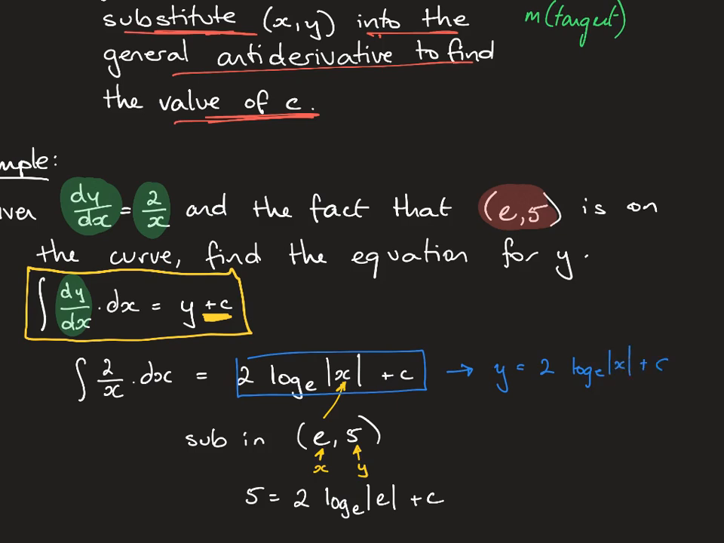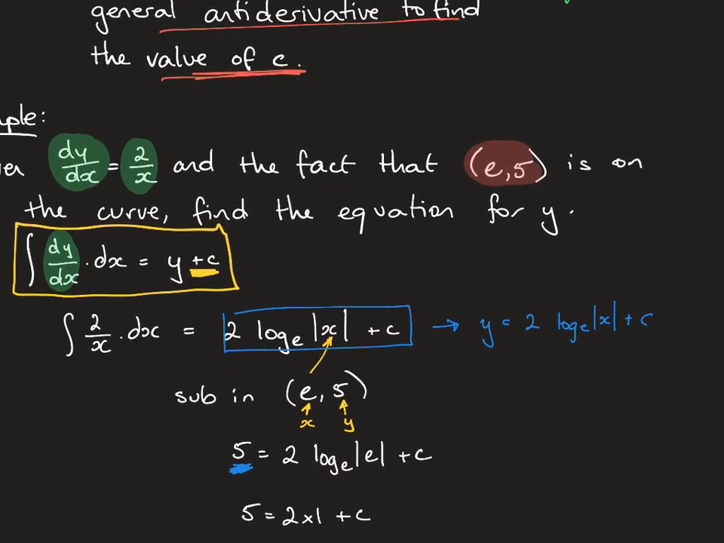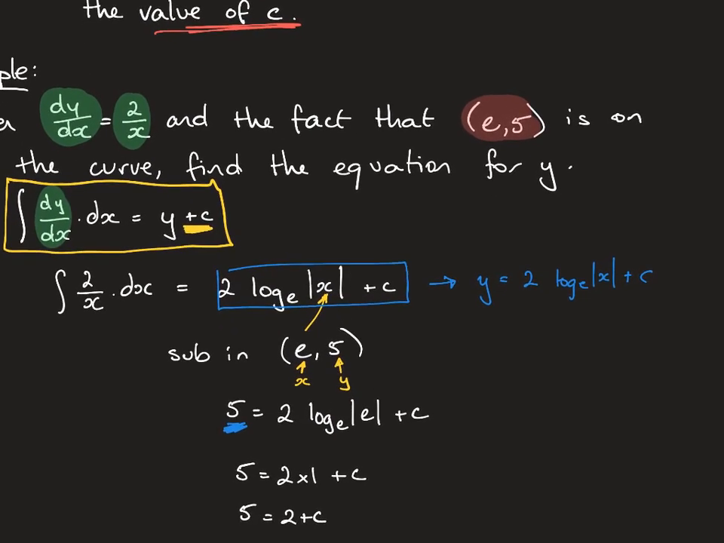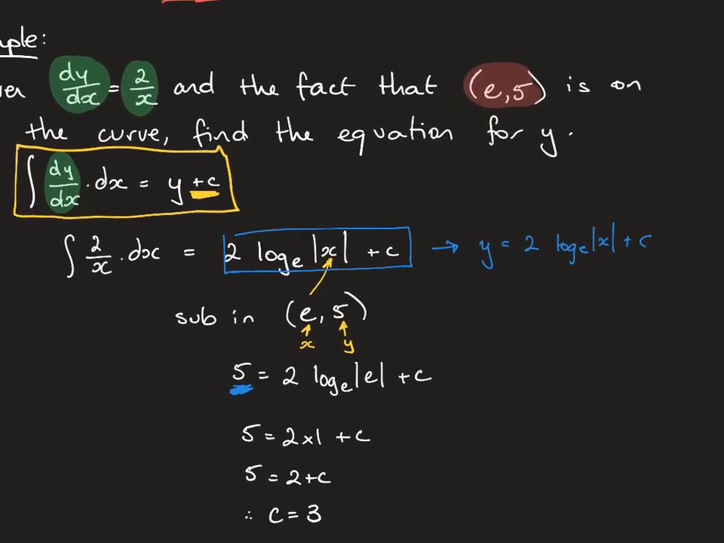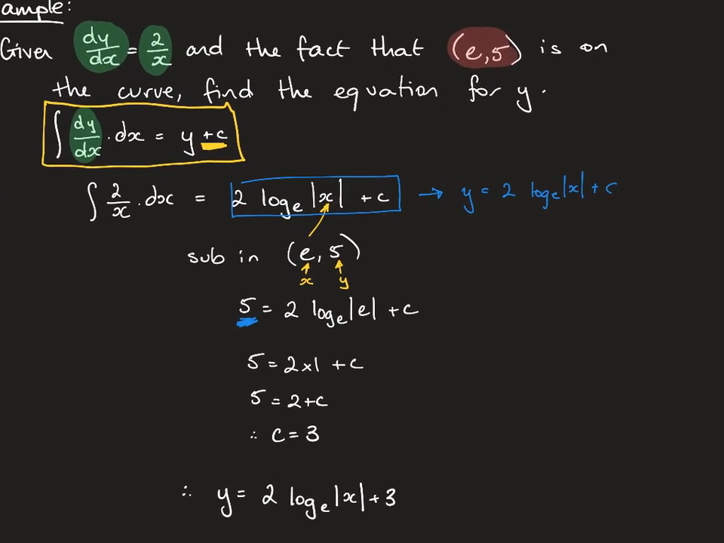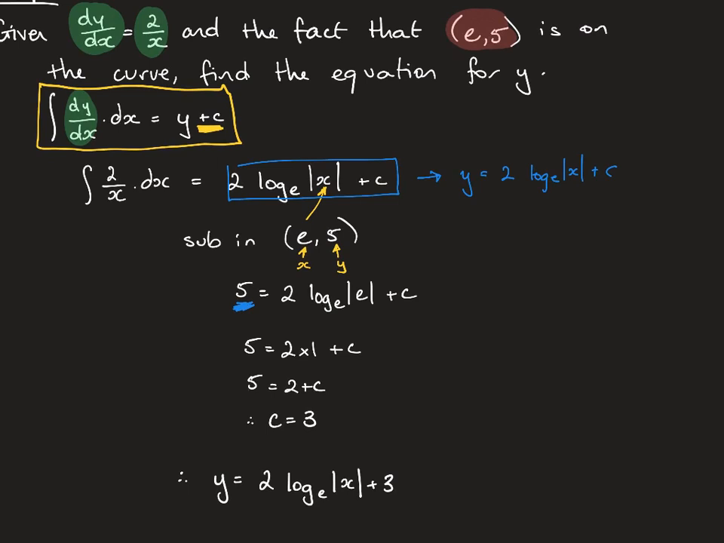So that's why the 5 is going here at the front with the e substituted in. We tidy up this section here using our log laws. So log to the base e of e is 1. And so we end up with 5 is equal to 2 times 1 plus c. So 5 is equal to 2 plus c. Our c is 3. So our original equation that we're asked to find is in fact that equation just there.